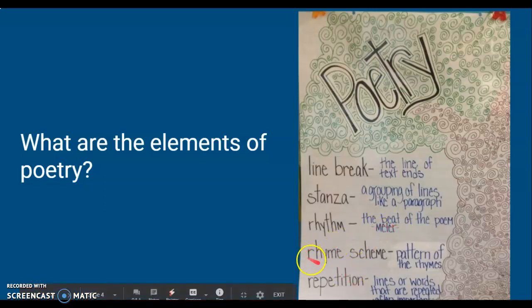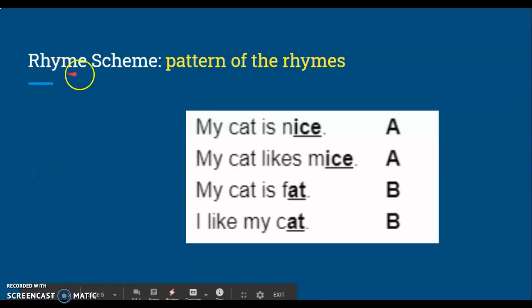So today we're going to focus just on rhyme scheme. This is when poems rhyme. And this is when there's a pattern of how they rhyme. I'm going to show you what that means. Okay. So rhyme scheme is the pattern of the rhyme.